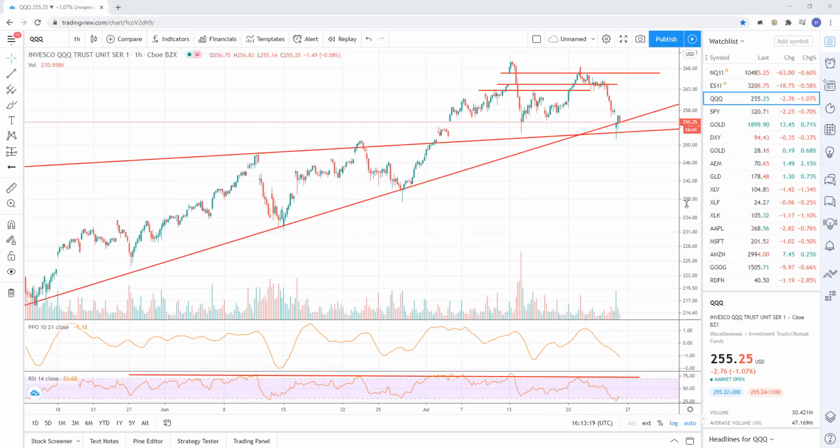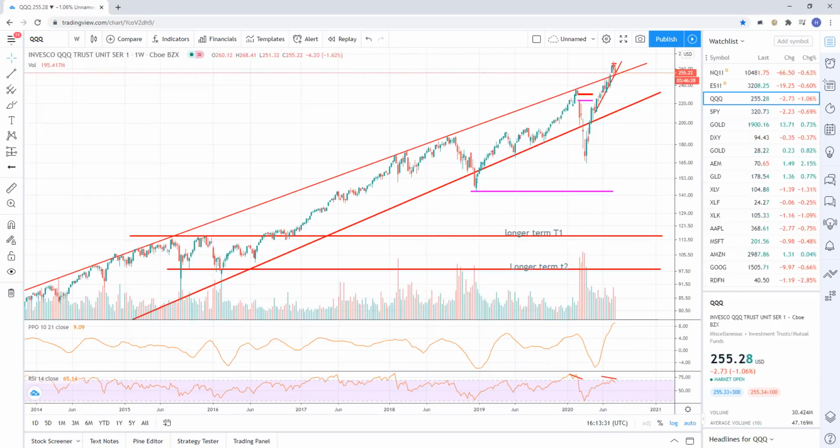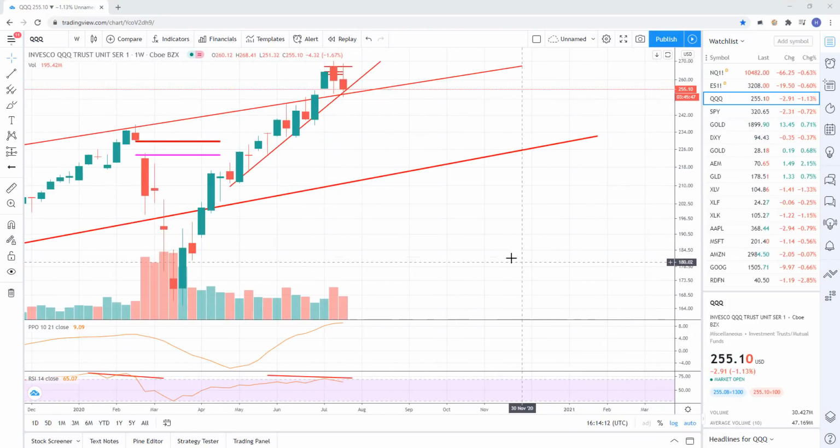All right, Qs. This has really been where the action's been at this week. The Qs has been selling off, and tech has been selling off, so we'll spend a little more time here. We'll start with the weekly. So here on the weekly, here's what I think is just most notable.